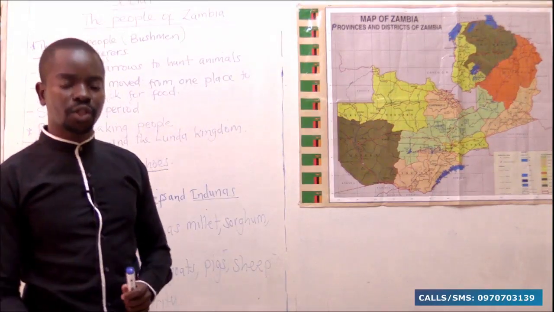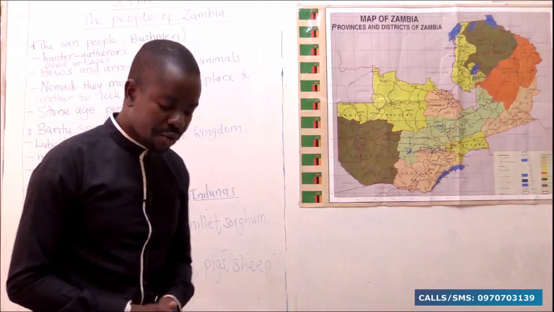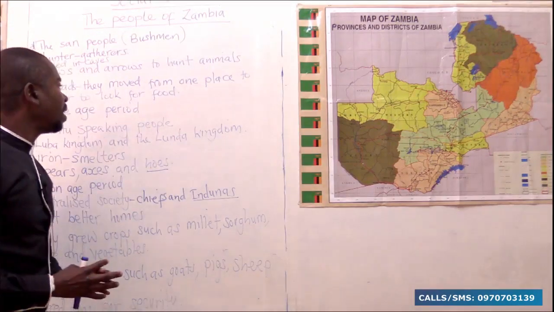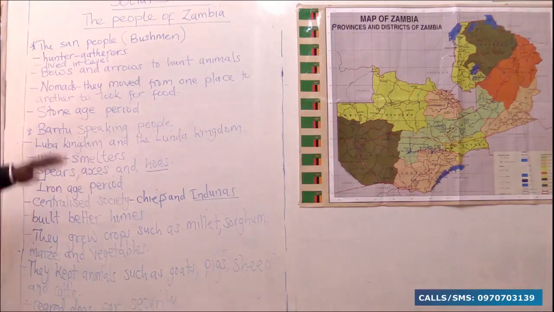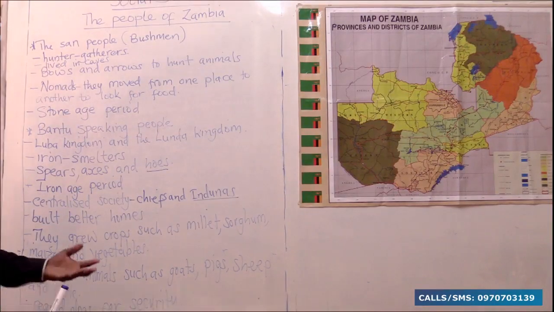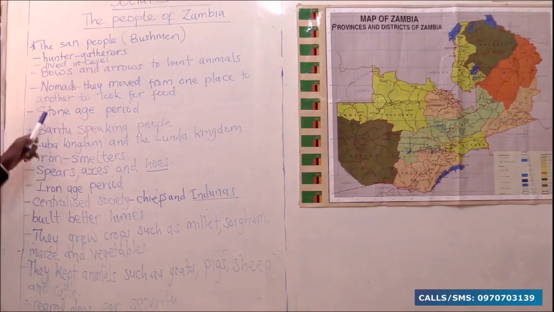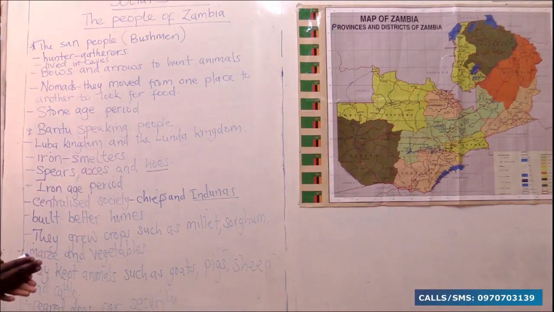All right, it seems that we have no other SMSs apart from the one that I just read. Okay, so let me go through quickly what we have learned today. The San people were hunter-gatherers. They lived in caves. They used bows and arrows to hunt animals. They were nomads, meaning they moved from one place to another to look for food. They used stones in order for them to cut meat and to kill animals.